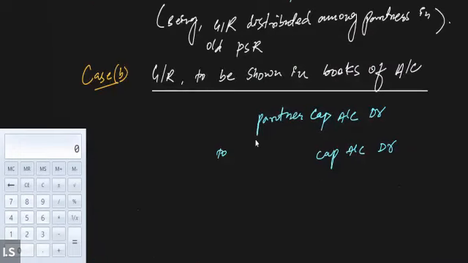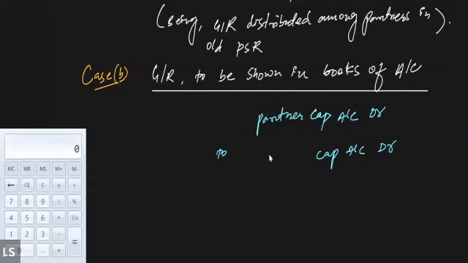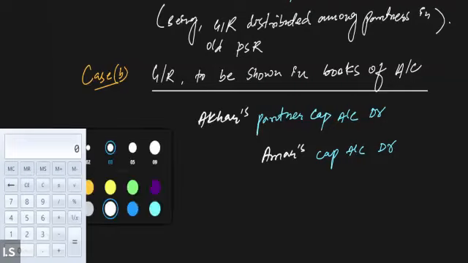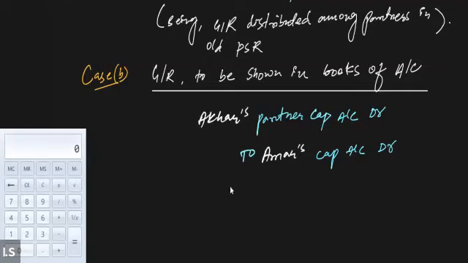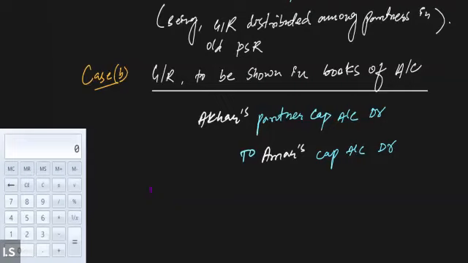the partner who sacrifices his share, his capital account needs to be credited. So that means Amar's capital account will be credited. And Akhar is gaining, that means his capital account will be debited. All right, everyone. Now the question arises, by what amount their accounts will be debited or credited.